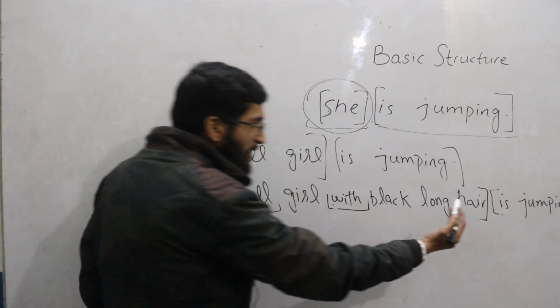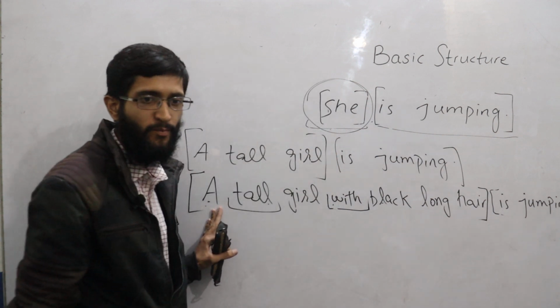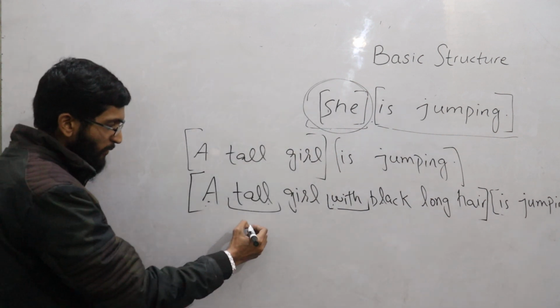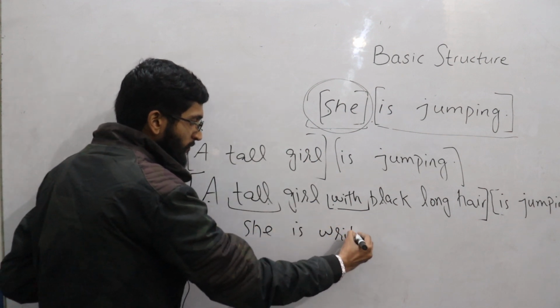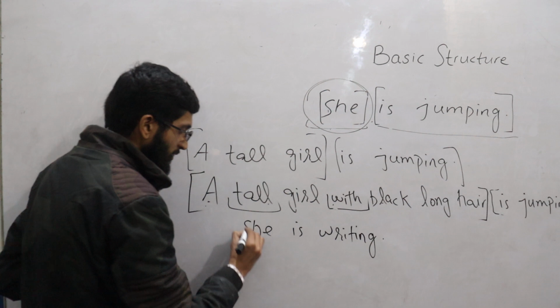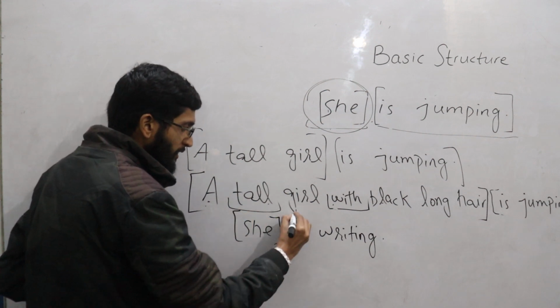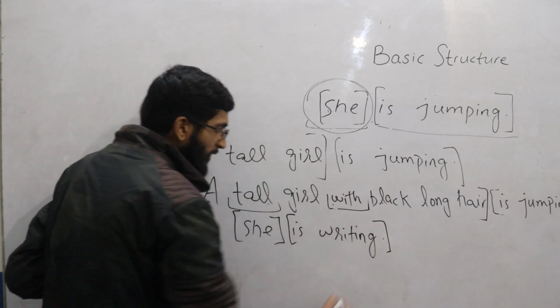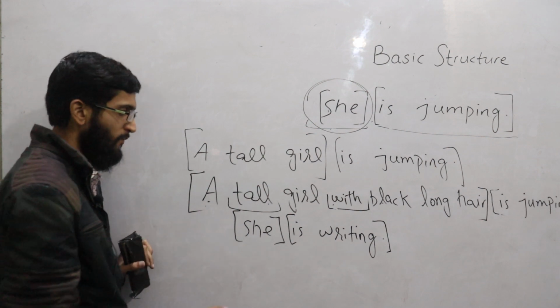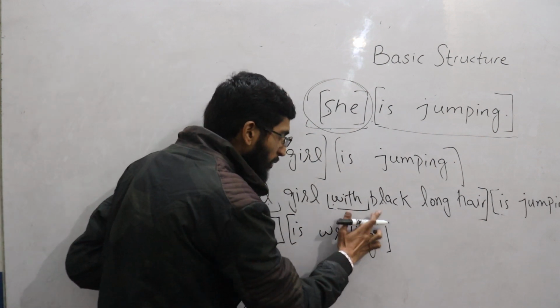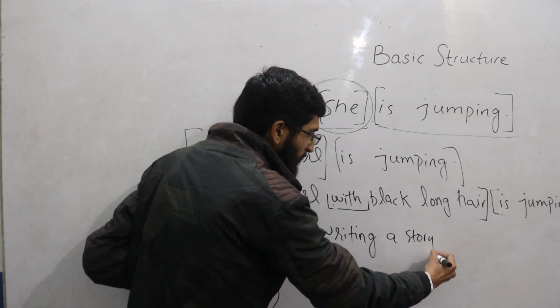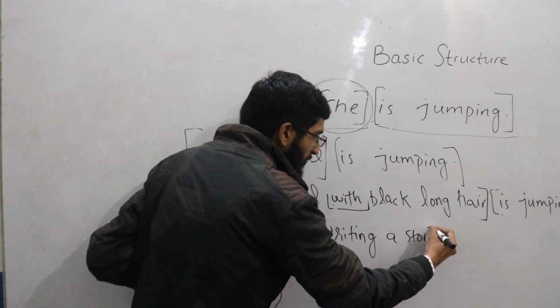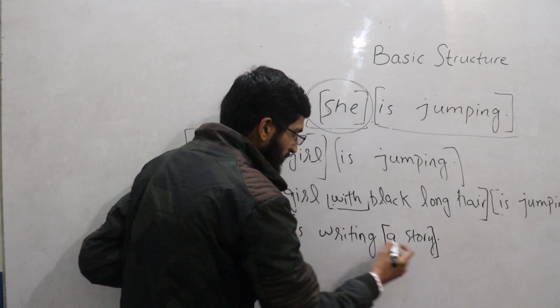That means she is writing. So I would write the example here. She is writing. This is a simple sentence. She is a subject and this is a predicate or a verb phrase. So if I want to add an object here, she is writing a story. So here we find three parts actually.